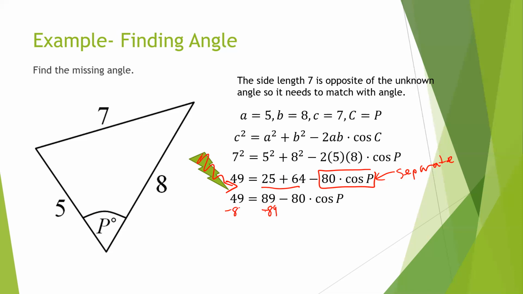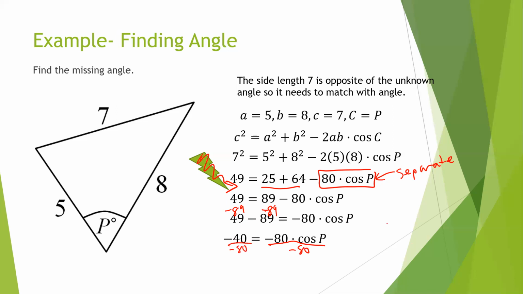And then what you're going to do next is simply subtract off 89 from both sides. That ends up giving you 49 minus 89, which gives you negative 40, equals negative 80 times the cosine of p. What do we do next? Well, now we notice that we can divide both sides by negative 80. And again, I'm dividing by negative 80 so that I can get cosine of p by itself.